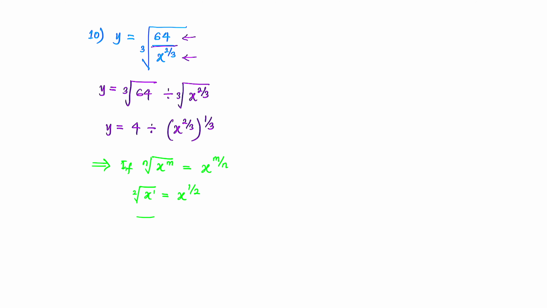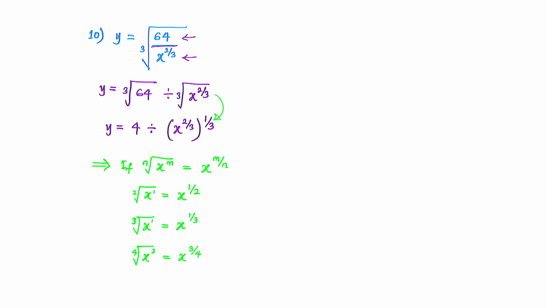So if we have cube root of x, the power here is 1, so 1 divided by the root number, which is 3. Or if we take the fourth root of x raised to power 3, that means x is raised to the power 3 divided by the root we are taking, that's 4. So that's how we were able to convert this to this.